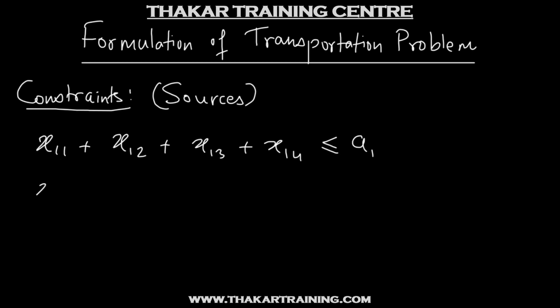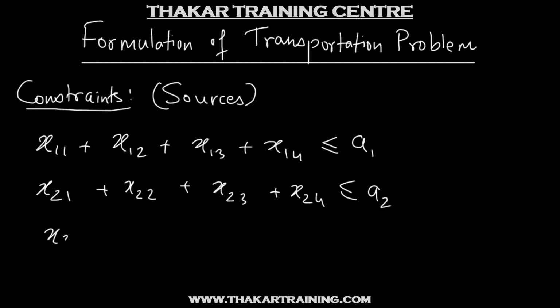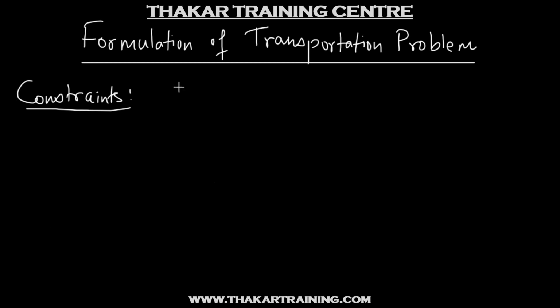Similarly, for source 2, you will have x21 plus x22 plus x23 plus x24 should be less than or equal to A2. And for source 3, it will be x31 plus x32 plus x33 plus x34 should be less than or equal to A3. And similarly, we will have constraints for destinations.